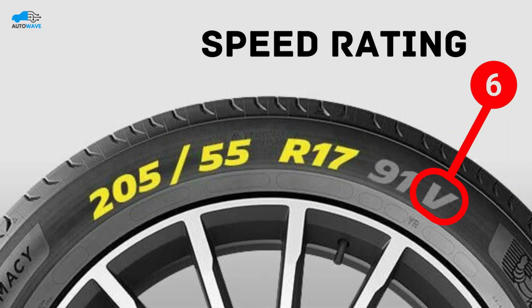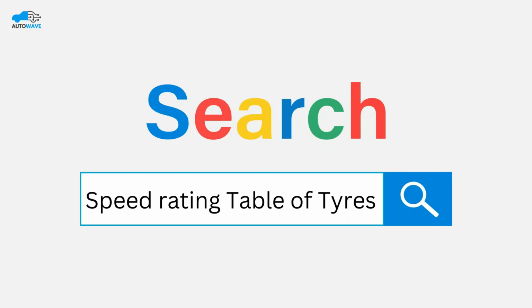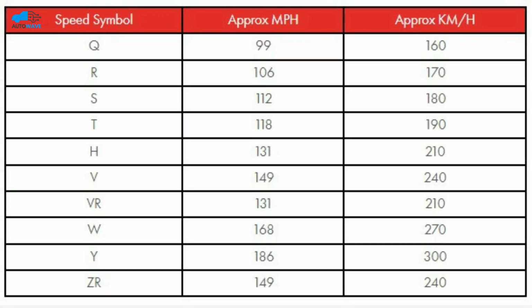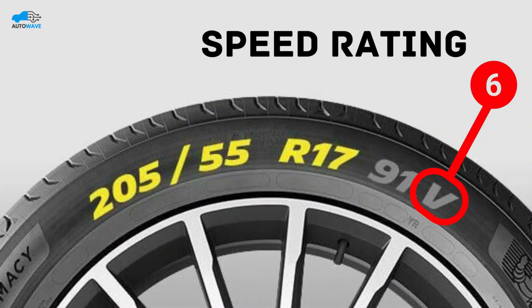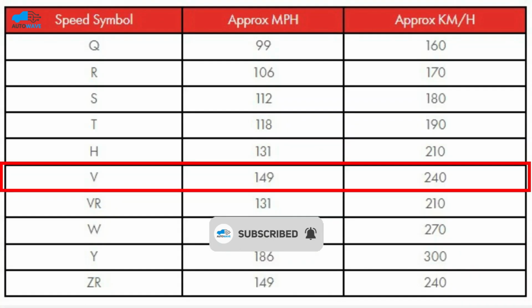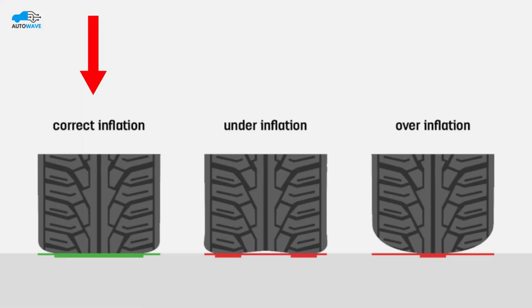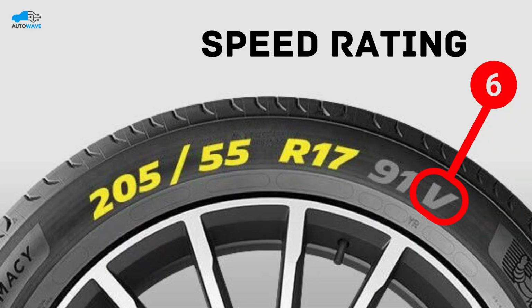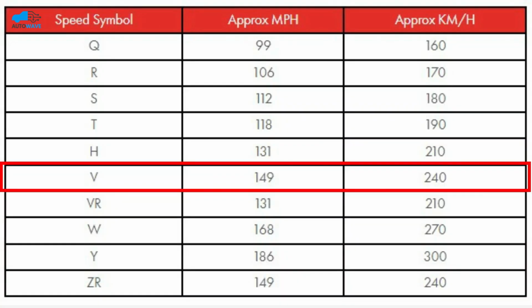The sixth character on the tire indicates the speed rating. The speed rating also has a table. You can search on Google for speed rating table of tires, and the table will appear. On this tire, the speed rating letter is V. According to the table, V corresponds to a maximum speed of 240 kilometers per hour, which is about 150 miles per hour. This means that when the tire is fully inflated, it is designed to safely operate at speeds up to 240 kilometers per hour.